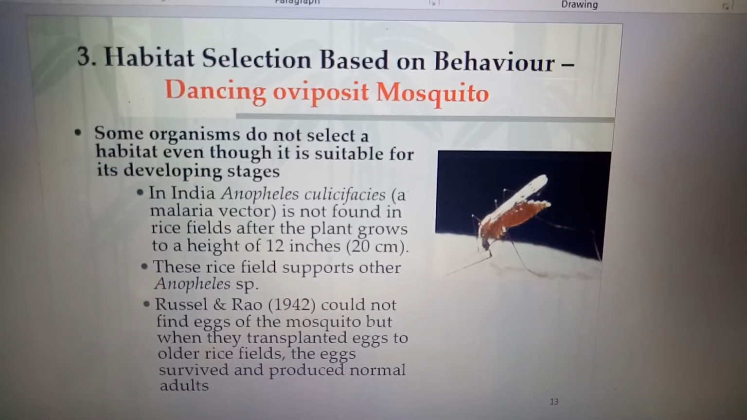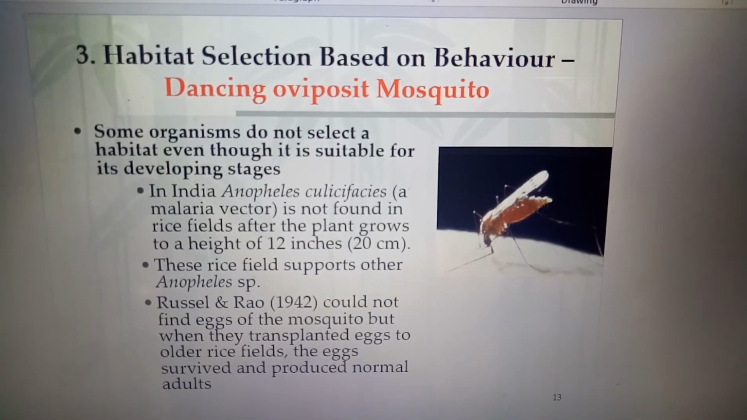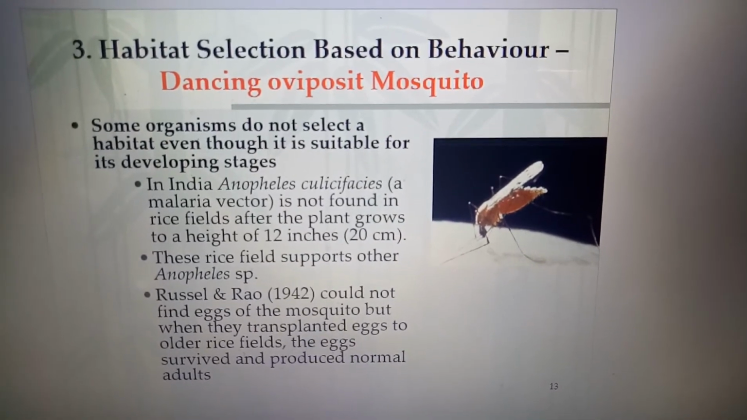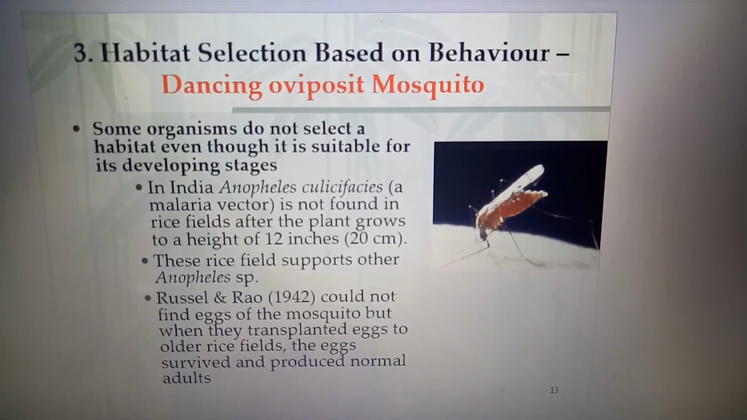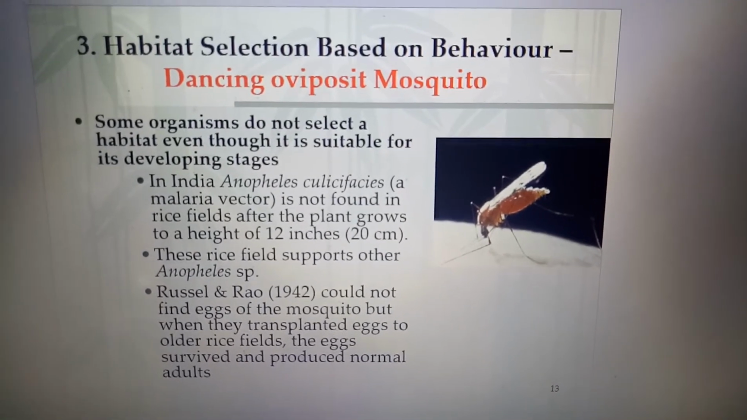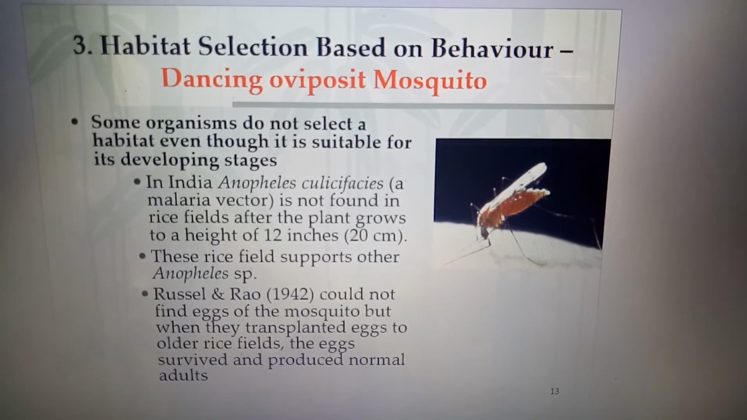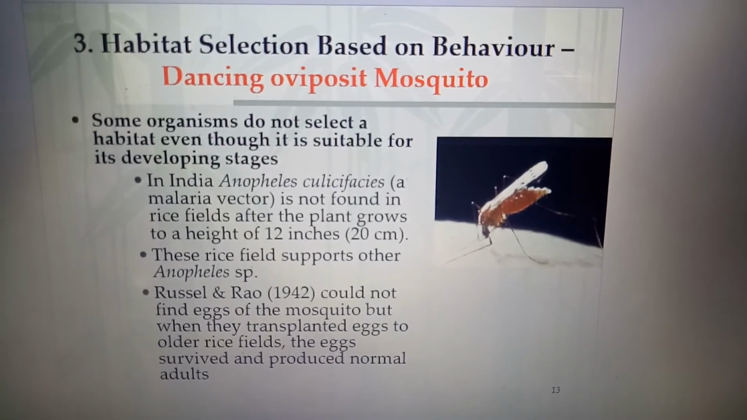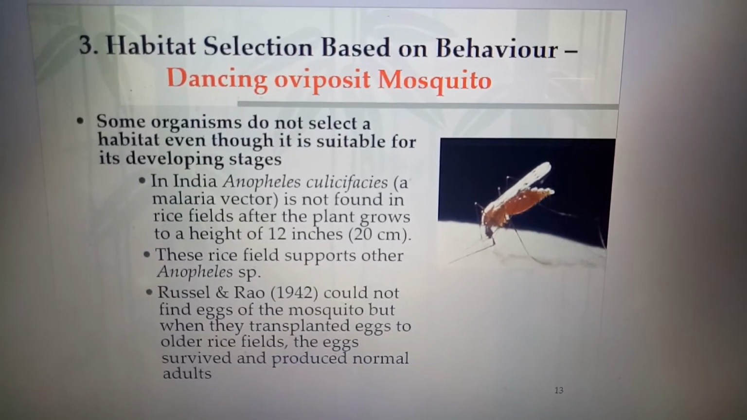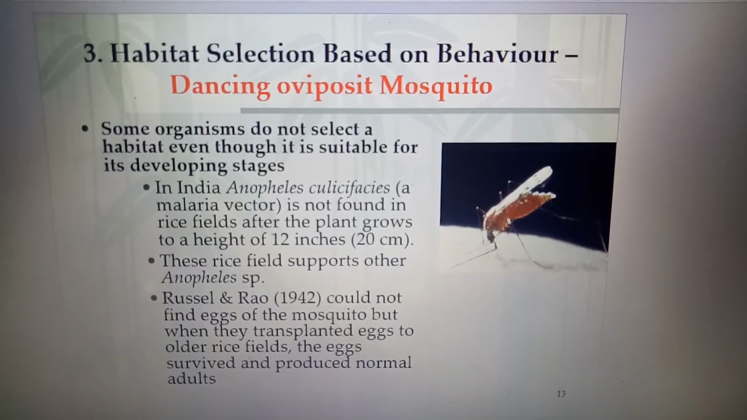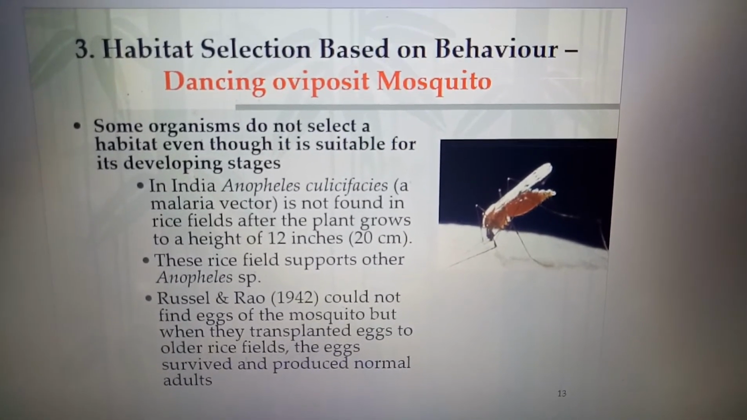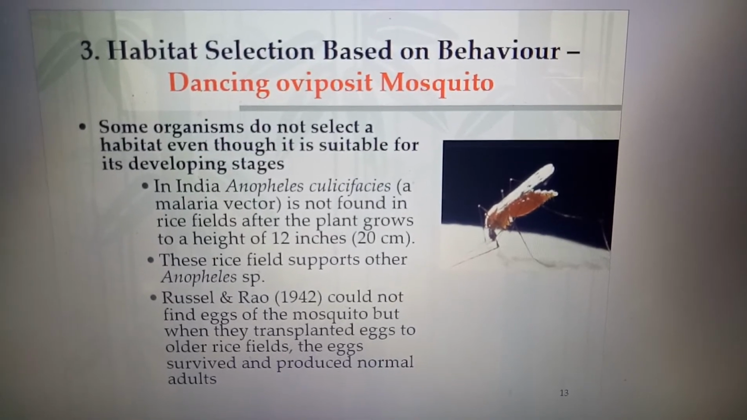Next one is habitat selection based on behavioral dancing in ovipositing mosquitoes. This is a very special one. Some organisms do not select a habitat even though it is suitable for its developing stages. So this is happening in India. What happened in India? This type of mosquito, called Anopheles culicifacies, a malaria vector, is not found in rice fields after the plant grows to the height of 12 inches, about 30 centimeters. This rice field supports another species.